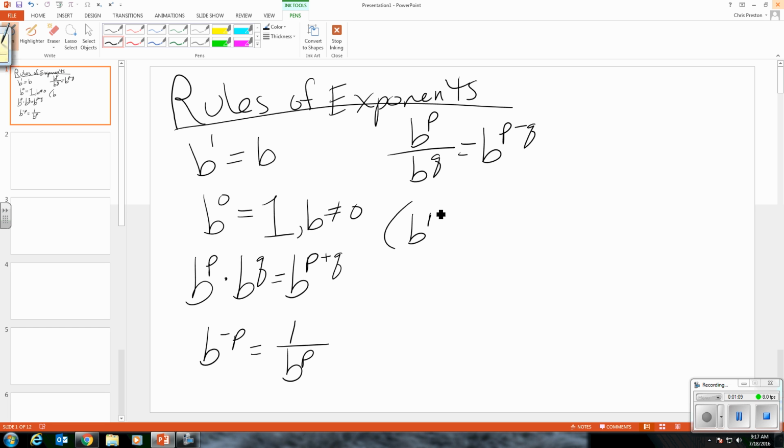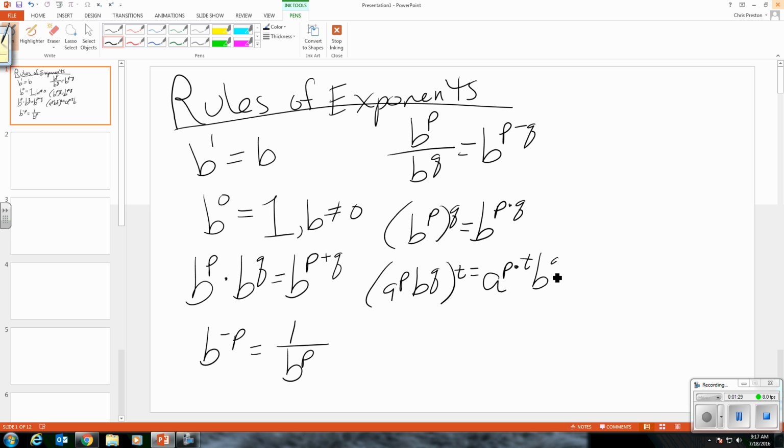If you have a base to a power and you raise that to a power, then you multiply the exponents. And if you have more than one base to a power and you raise that to a power, then you multiply each of those exponents individually, and 2, 3, 4, however many things you're multiplying. The key here is you're multiplying inside this parenthesis.